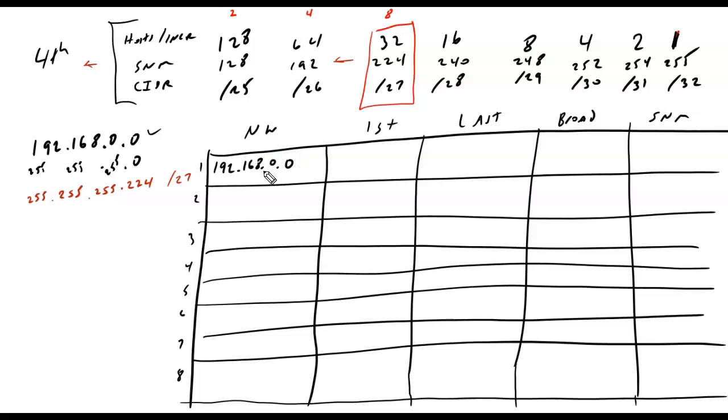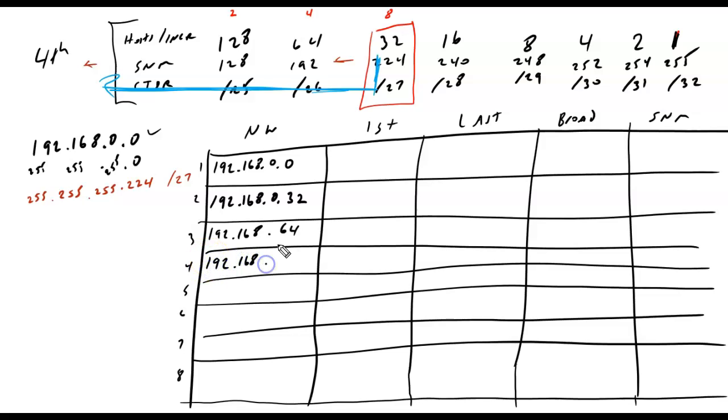Well, we have it right here, as usual: 192.168.0.0. What's our increment? If we look at the increments, we have a 32 in the 4th octet. So we're going to increment by 32. 192.168.0.32. That means that the next network will be 192.168.0.64, because 32 more.